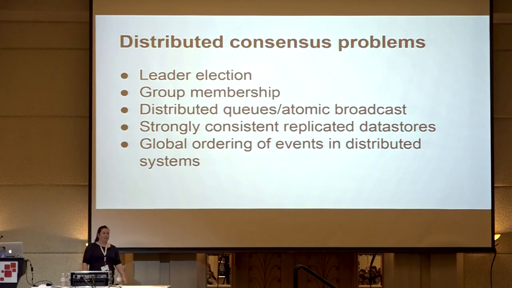For a non-computer scientist, as an SRE, an easier way to think about this is that distributed consensus problems are leader election, group membership, anything involving atomic broadcast or distributed queues. If you need a really strongly consistent replicated data store that can deal with failure and recover gracefully, that's a distributed consensus problem. Or anything where you have to globally order events in a distributed system, because hopefully we all know that you can't trust timestamps on different machines to agree with each other or to impose an ordering because of clock drift.